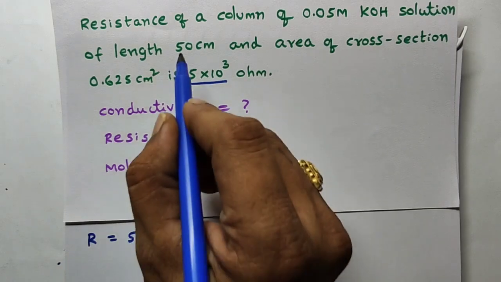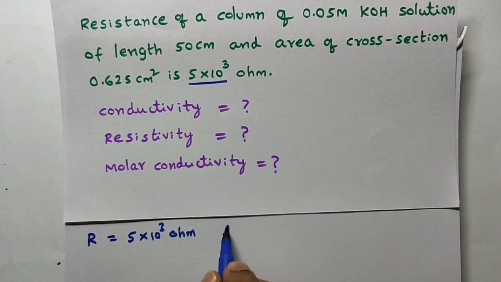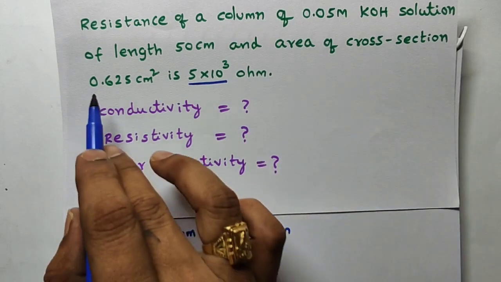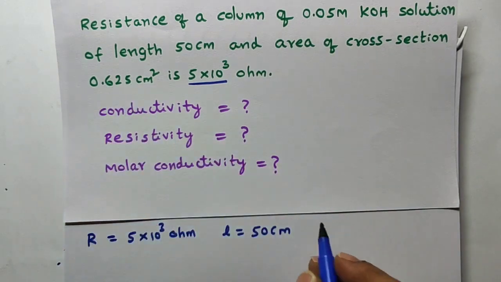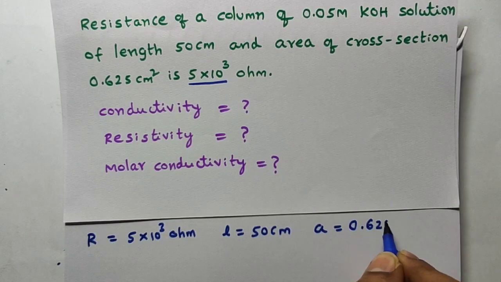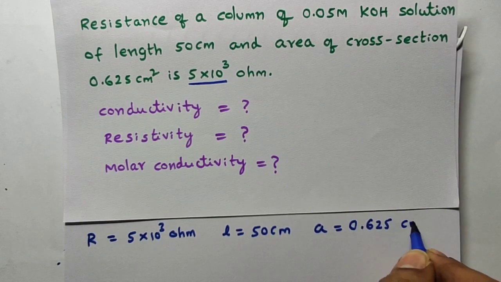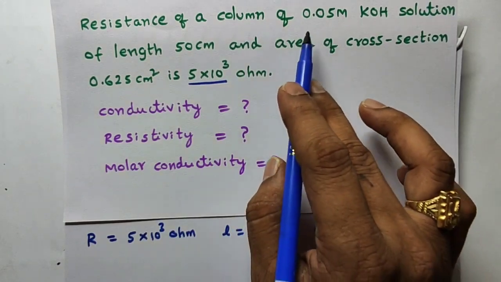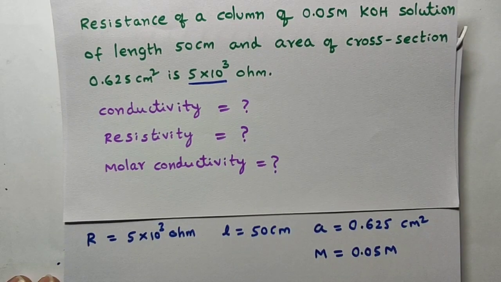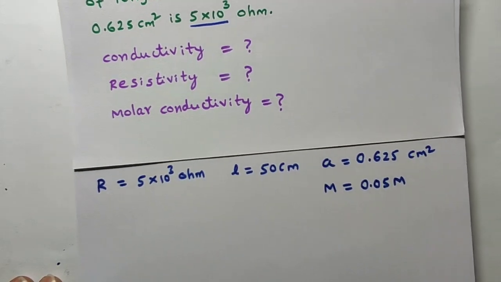Okay, and next, what is the length? 50 centimeters. Length equals 50 centimeters. And what is the area of cross section? 0.625 centimeter square. And what is the concentration given? Molarity, 0.05 molar. Okay, now first let us find the conductivity.